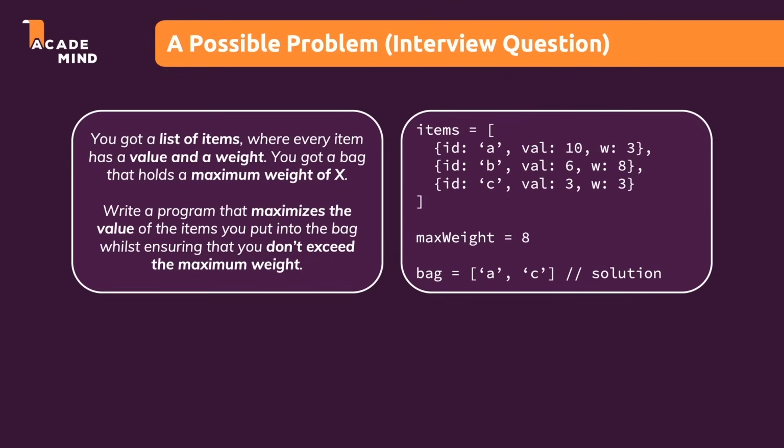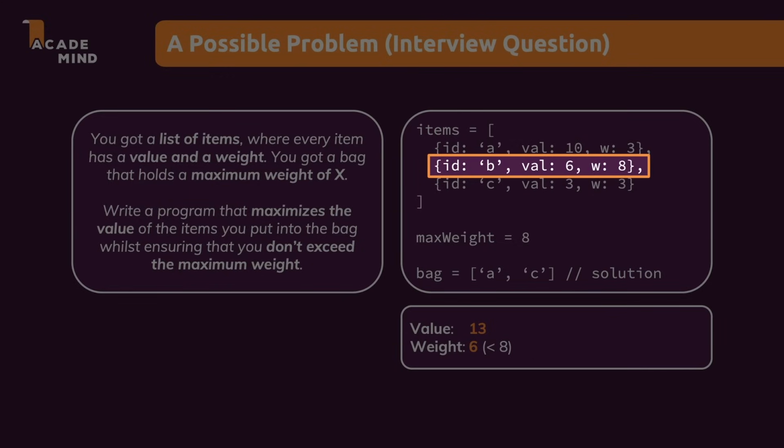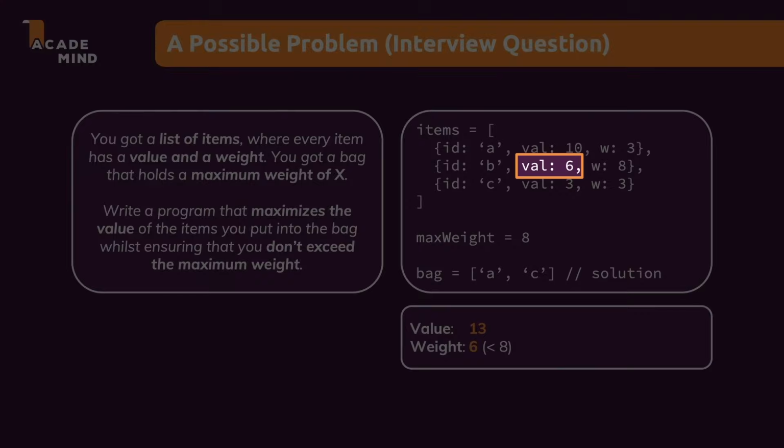And in this very simple example here, that would be the items A and C, because combined they have a value of 13 and a weight of 6. So the weight is below that weight of 8 and the value is a pretty big one. Now, we could have also just put item B into the bag, since that also has a weight of 8, so it would fit in. But with that, we would only get a value of 6, so that wouldn't be the maximum.